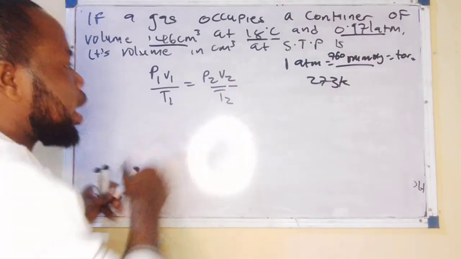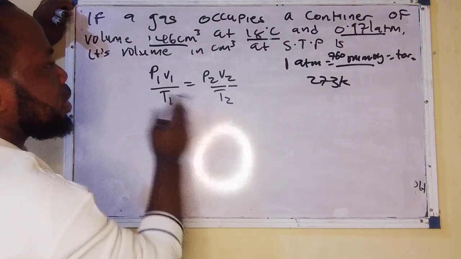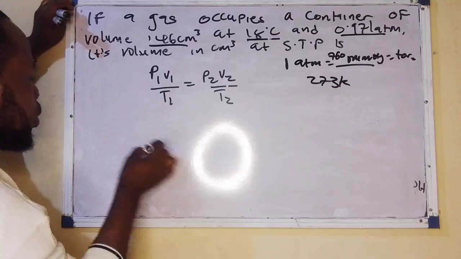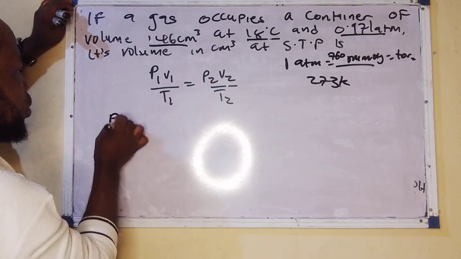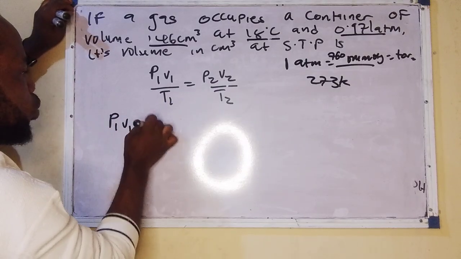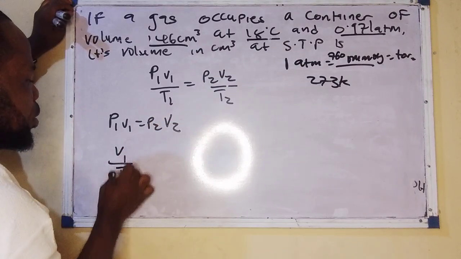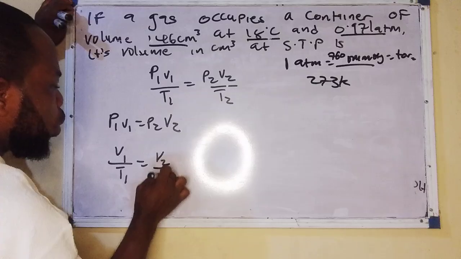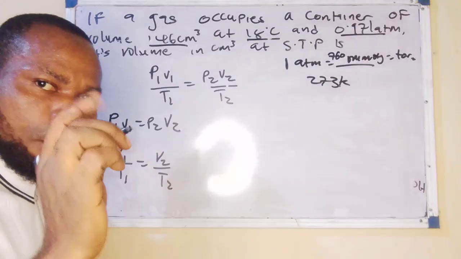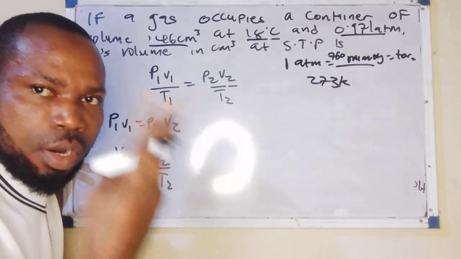So that's why I'm using this formula. Now remember, this formula is a combination of what? Of Boyle's law and Charles' law, in the sense that Boyle's law says P1 V1 is equal to P2 V2, while Charles' law is V1 over T1 is equal to V2 over T2.